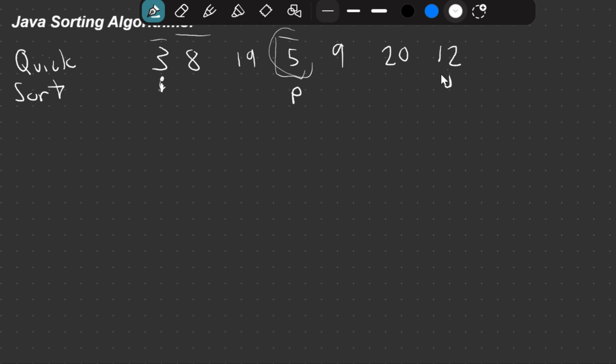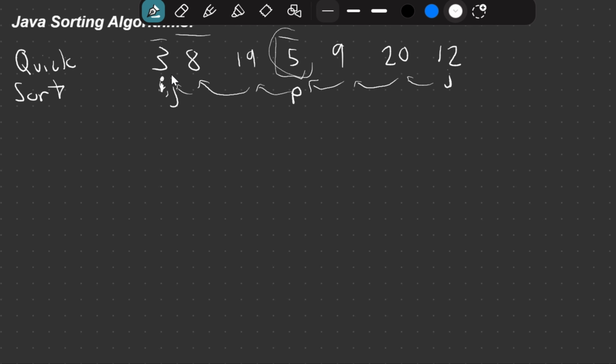So 12 is greater than 5, so we move to the left. 20 is greater than 5. 9 is greater than 5. 5 is greater than or equal to 5. 19 is greater than 5. 8 is greater than 5, but 3 is not. So now J is here.